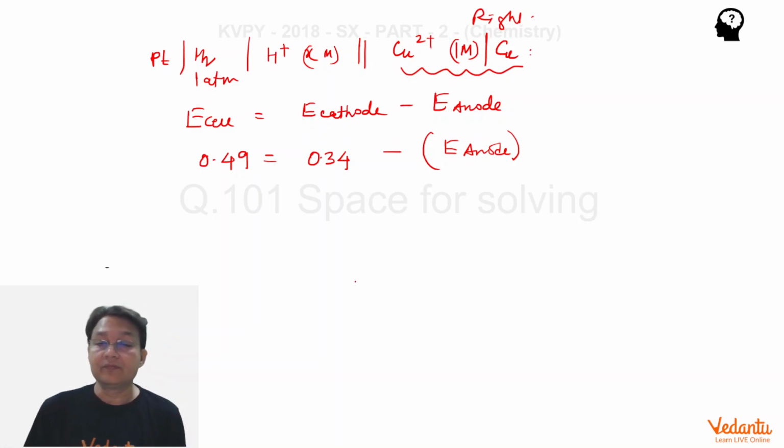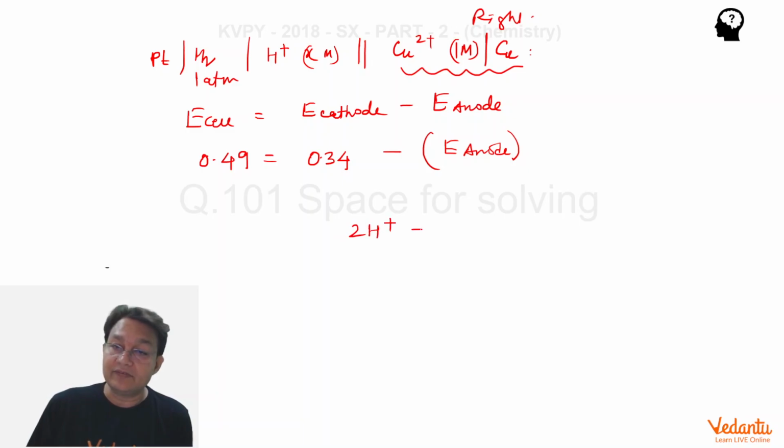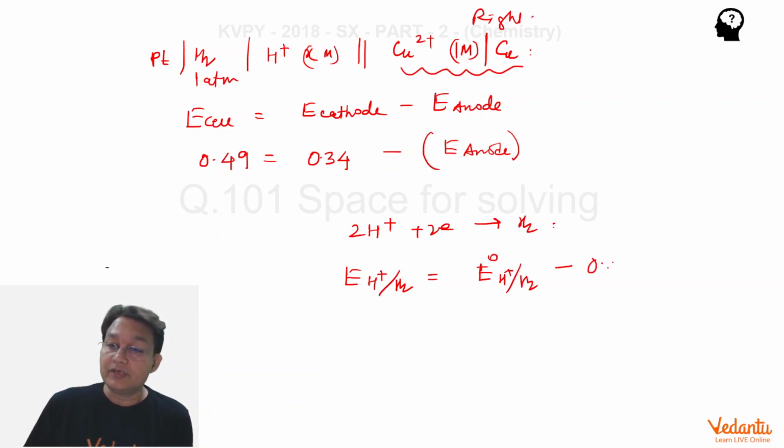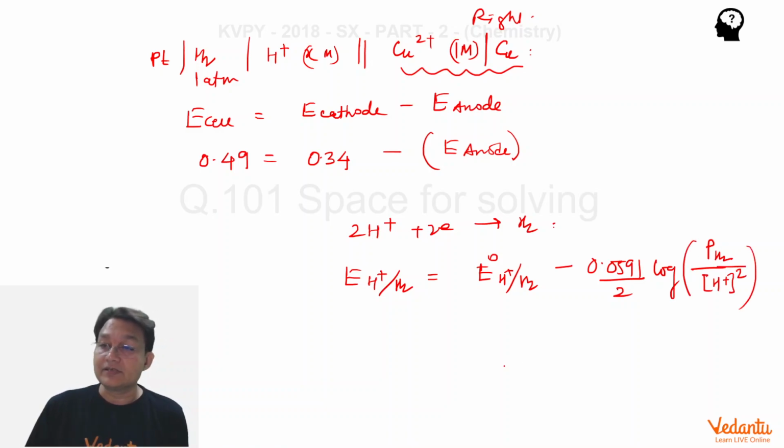We'll approach it like this. Now what is E anode? The process at the anode can be represented in the reduction form as 2H plus going to H2. So what is the reduction potential of the anode? If we write the Nernst equation for this, we can write E of H plus H2 is equal to E naught of H plus H2, and we know that E naught of H plus H2 is 0, minus 0.0591 divided by 2 log of pressure of H2 divided by H plus concentration whole square.